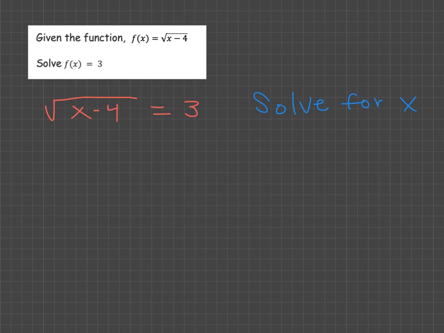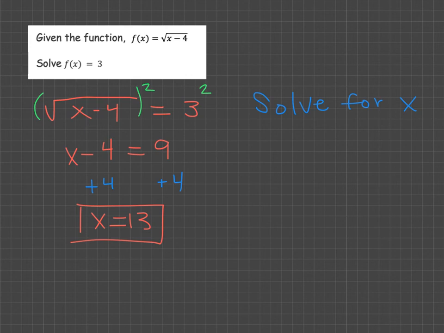So to solve for x here, we want to get x out of the square root. So we need to square it, and we square the other side as well. Squaring just takes away that square root, and we're left with x minus 4. 3 squared is 9. We're going to add 4 to both sides, so we get x equals 13. So notice our result is that x is equal to 13. We didn't start with a value of x, but that is our solution. So that means that when x is 13, y, the function value, is equal to 3.